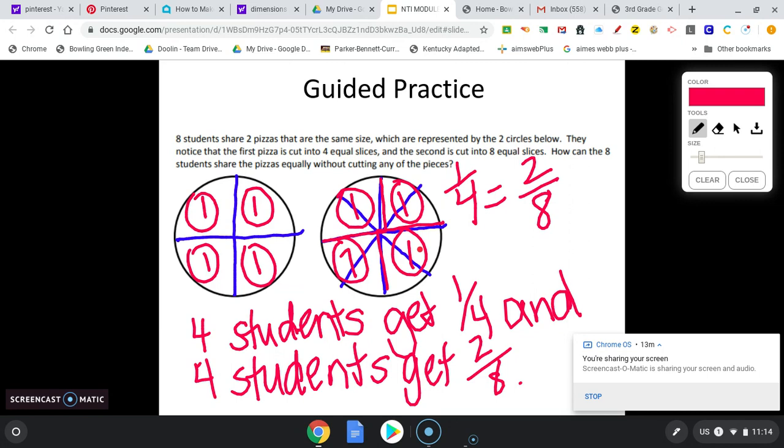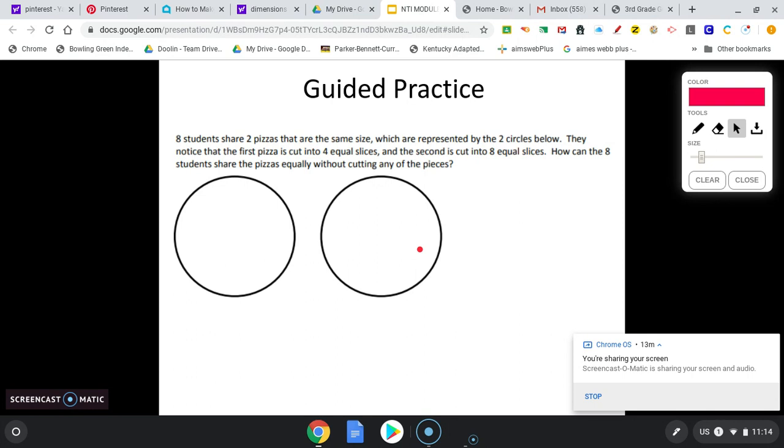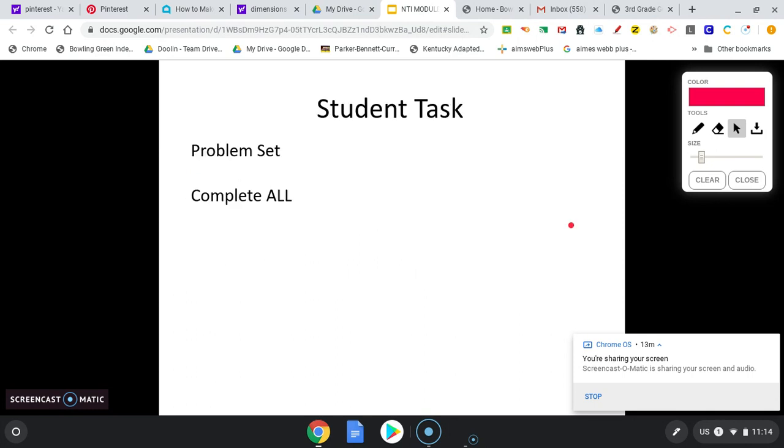Good job, boys and girls. And like I said, you're going to have some more work just like this. All right, so you're going to complete your problem set, and you are going to complete all of that on the front, and then I want you to complete as much as you can on the back. Very good job, boys and girls. Keep up the good work.